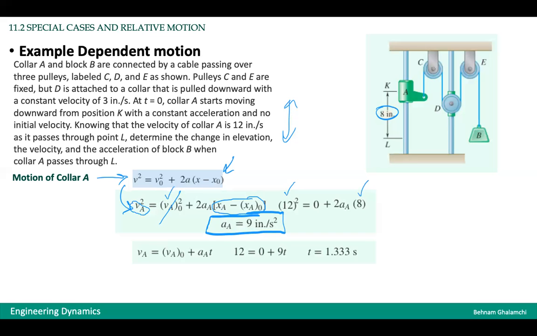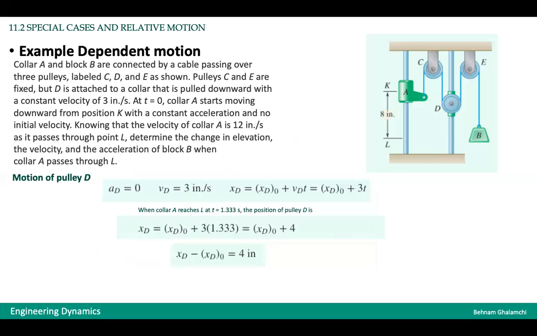Okay, that was the second equation in the special cases relationship when the acceleration is constant: V is equal to the initial velocity plus AT. We already know the initial velocity of A, it's 0. Acceleration, we found it, it's 9. So we are able to find the time, 1.3. This is the time it takes for collar A to move from point K to L. Okay, that is collar A.